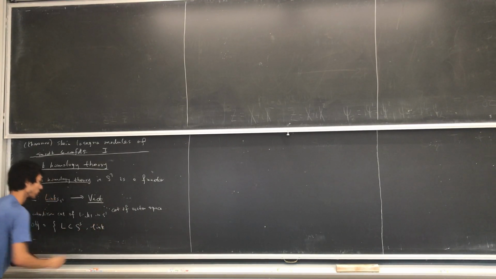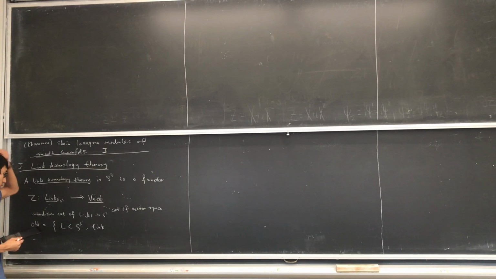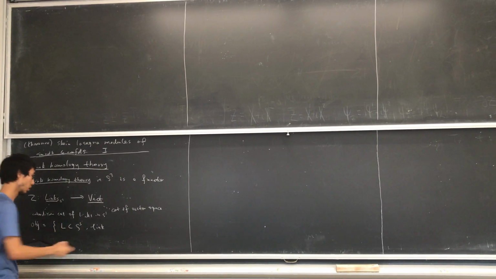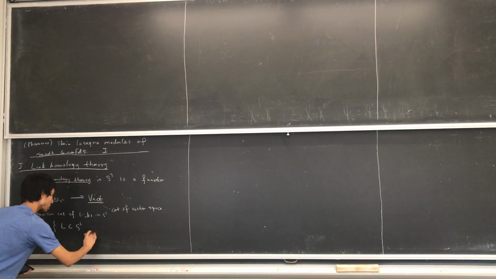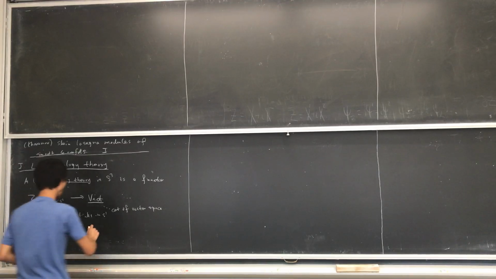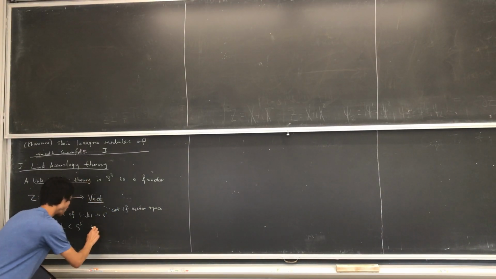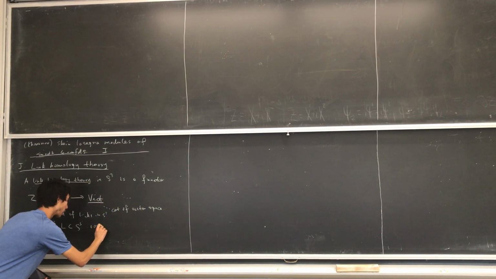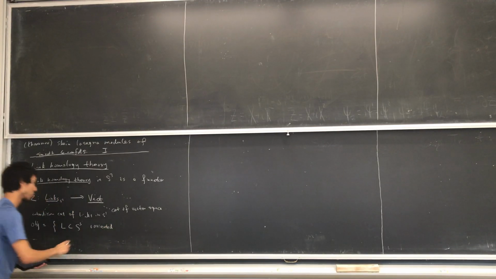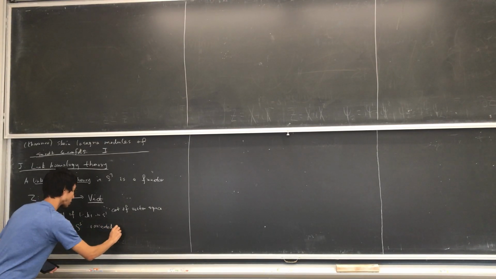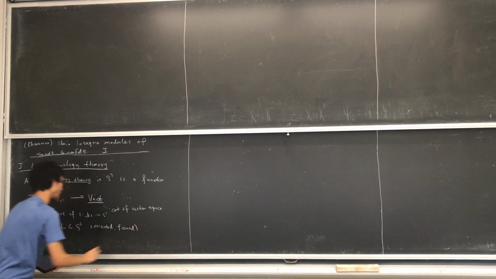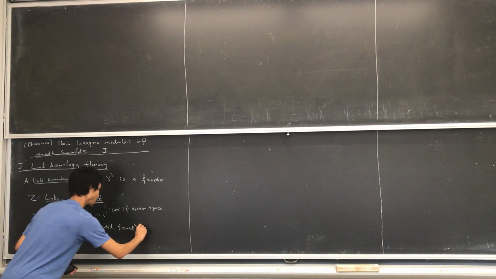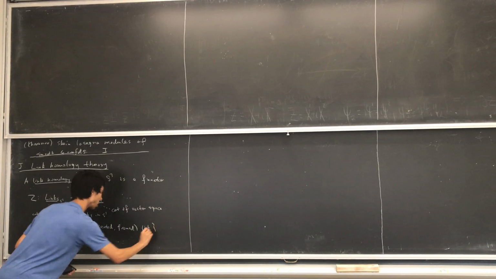A link, if you don't know low-dimensional topology that much, is just a disjoint union of circles embedded in S3. And I guess you can decide what adjective to add here, but usually one can add orientations, oriented links, and some normal framing, framed links. So let's say oriented and framed link here.